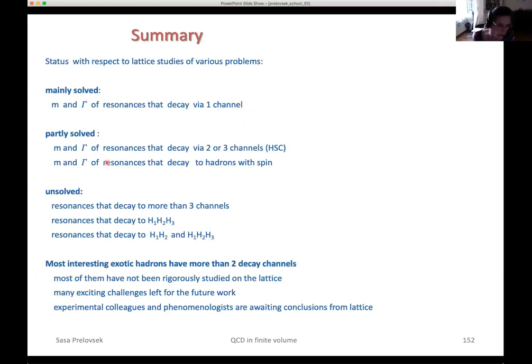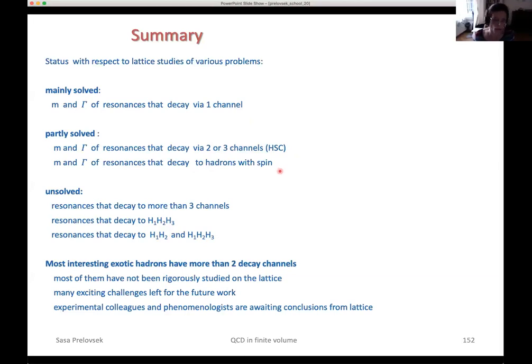Partly solved on the lattice are the masses and widths of resonances that decay to two or three channels. And those were done mainly by the Hadron Spectrum collaboration. Also partly solved are the resonances that decay to hadrons with spin. Those are difficult, I explained the reason today. Some of them are solved.